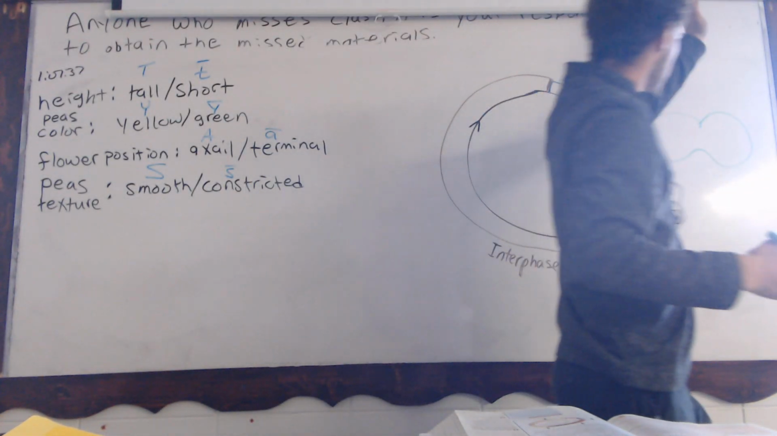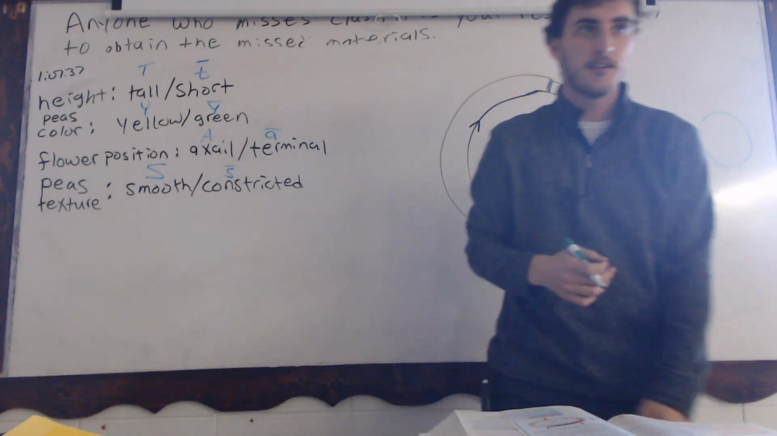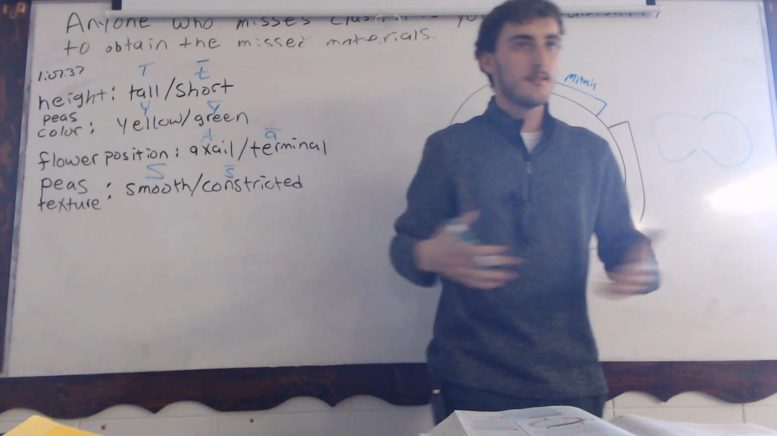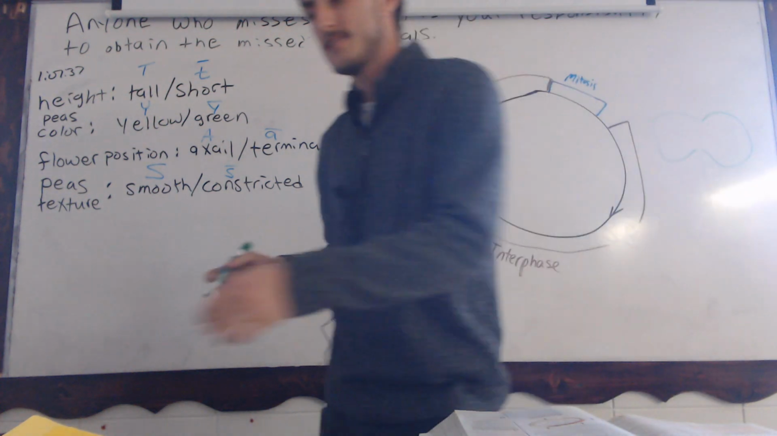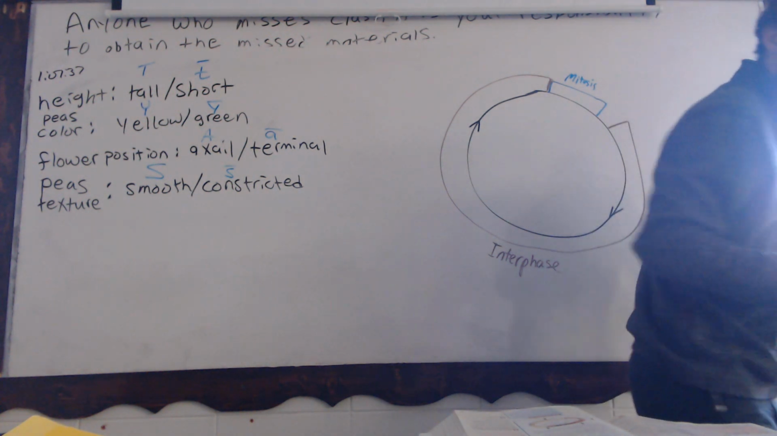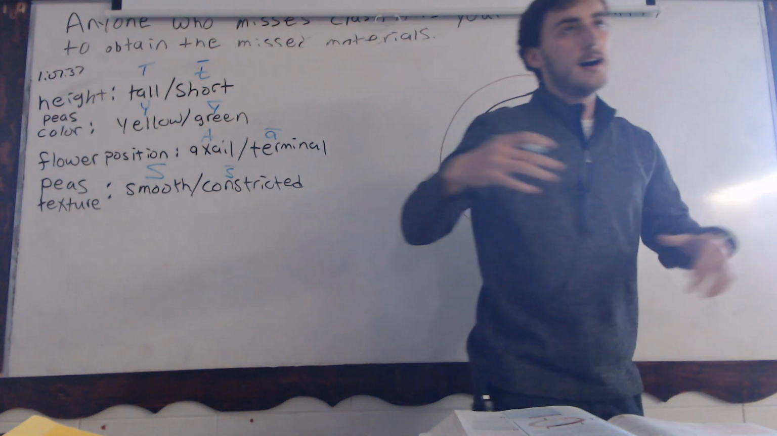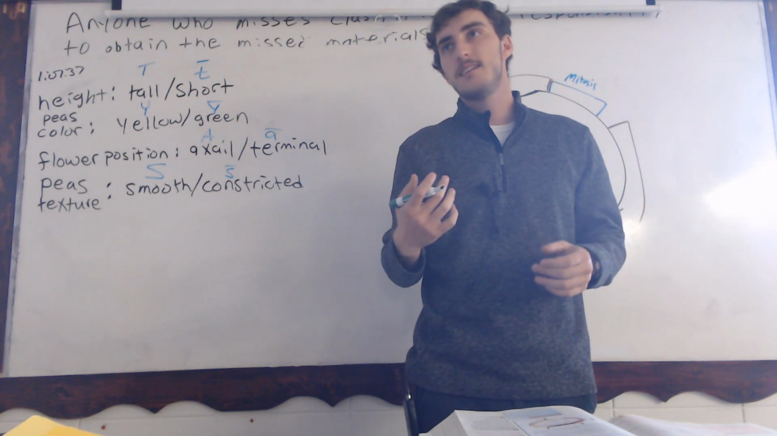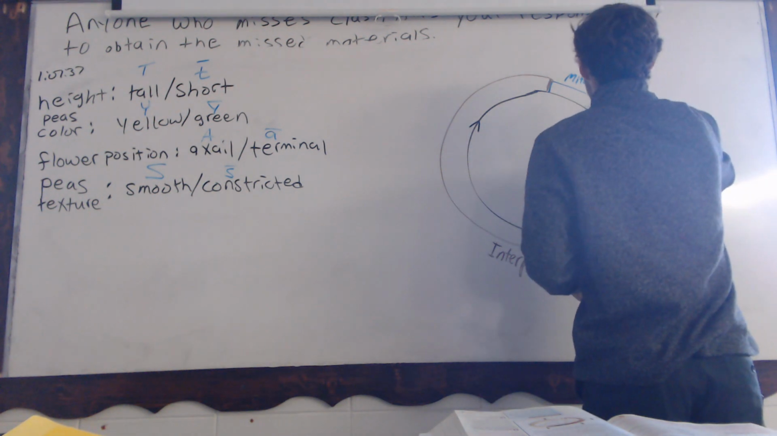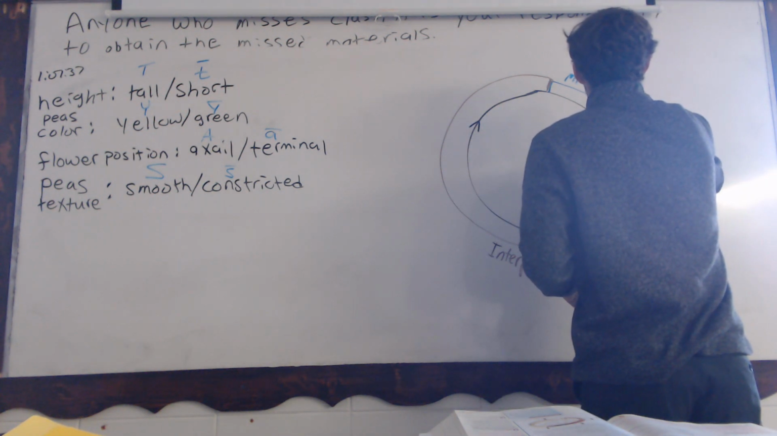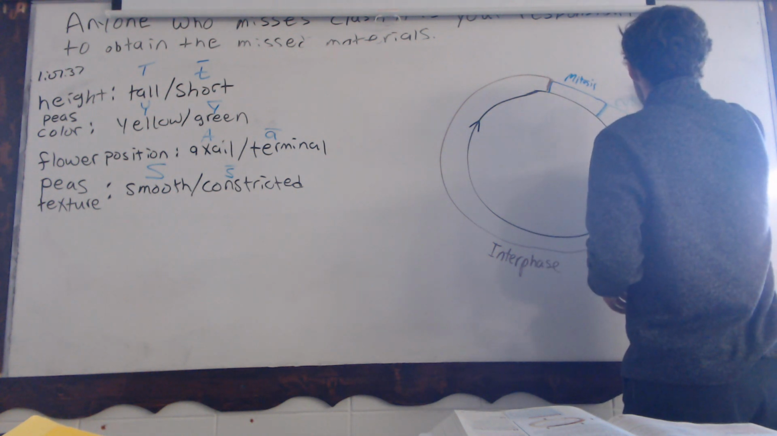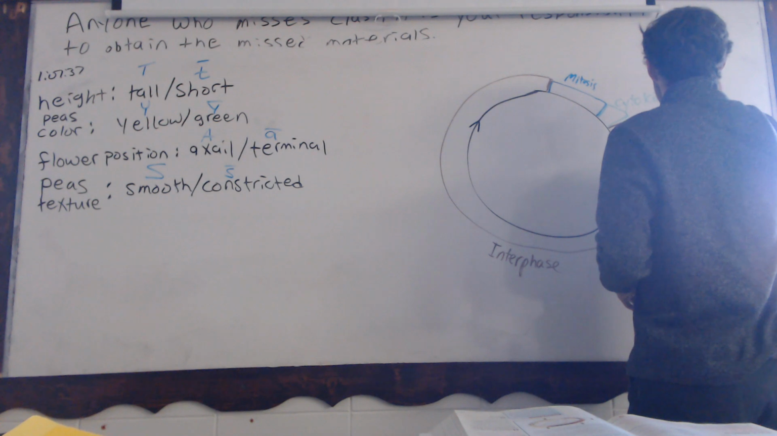Well, cytokinesis is the separation of those cells. Cyto is the cell, kinesis is movement. That doesn't really help you in this instance, but cytokinesis is the phase where the plasma membrane of the cell splits into two. So we're going to label that. Cytokinesis.